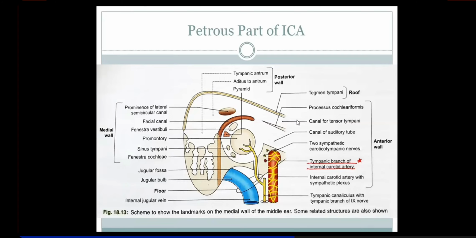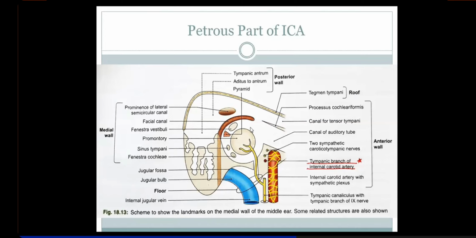This is the anterior surface of the petrous temporal bone, which forms the posterior surface of the middle cranial fossa, and this portion of bone is called tegmen tympani. This actually forms the roof of the middle ear as well as the internal ear, the roof, tegmen tympani.